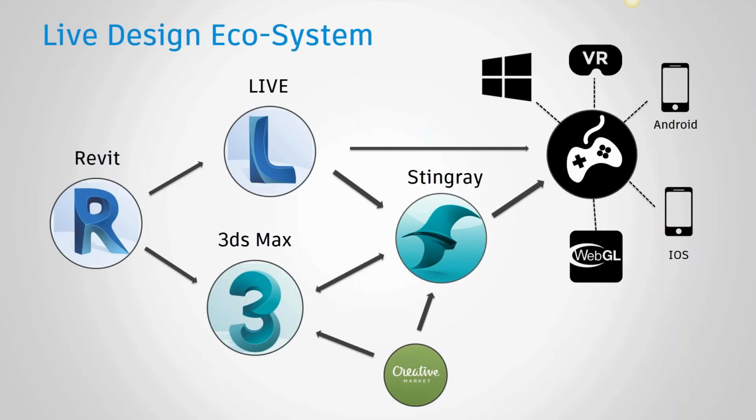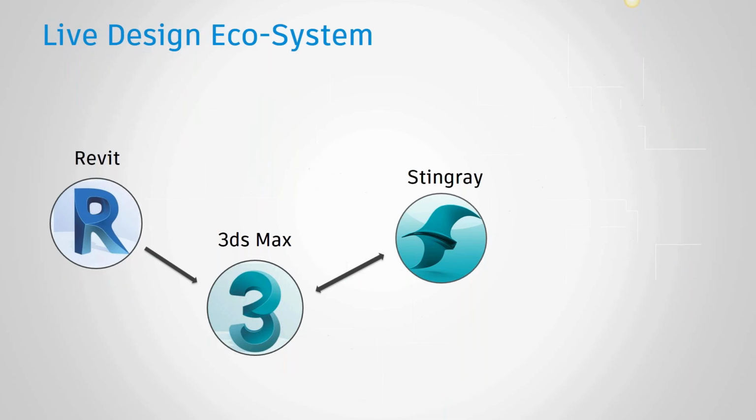So back to the ecosystem. This is essentially a snapshot of what the current ecosystem looks like, and this evolves very fast because we are constantly developing, constantly increasing the capacities within the ecosystem. But this is the current snapshot today. Now don't try to absorb this all in one shot. I'm going to break it down into smaller pieces. But the first part of the ecosystem, of course, revolves around Revit to Max to Stingray.